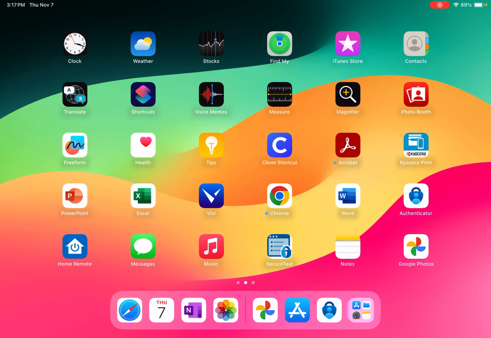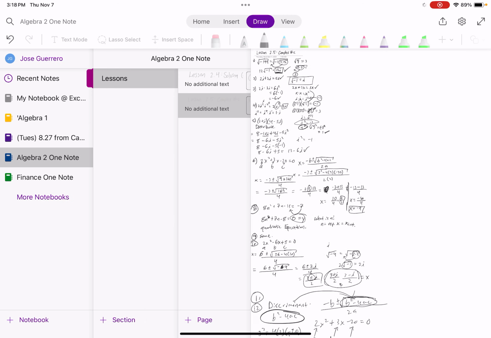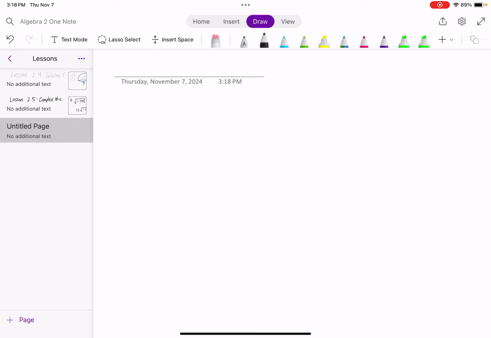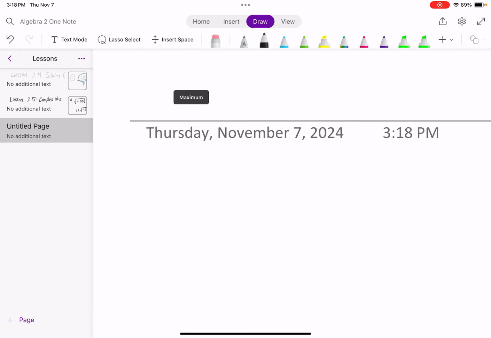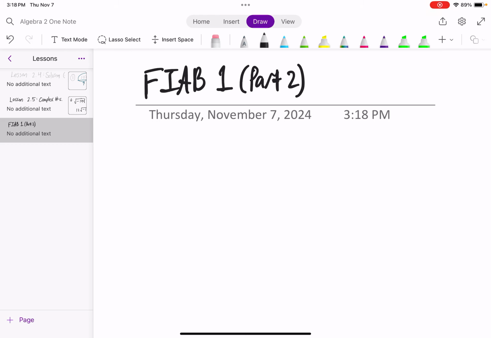All right, good morning. Here we are on OneNote. Okay, so we're gonna do another lesson this time. This time is gonna be on FIAB Part B. So we're gonna label this as FIAB 1 Part 2. And it's gonna be Part B, okay?